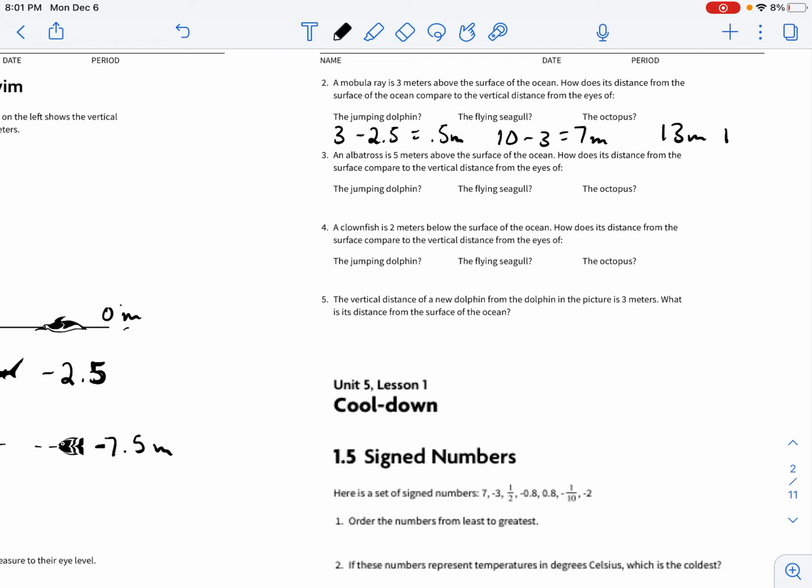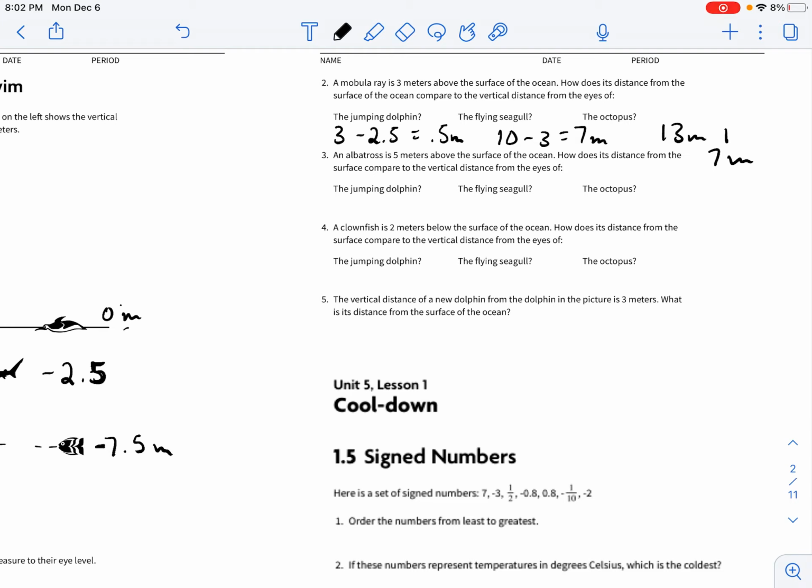higher than the octopus, but it says distance from the surface of the ocean. So in this case, it's 13 meters higher than the octopus, but as far as from the ocean, as far as from the vertical, how does the distance from the surface of the ocean compare to the vertical distance from the eye level? So it's only 3 away from the surface of the ocean, where the octopus is 10 meters. So there's a difference of 7 meters there as well.